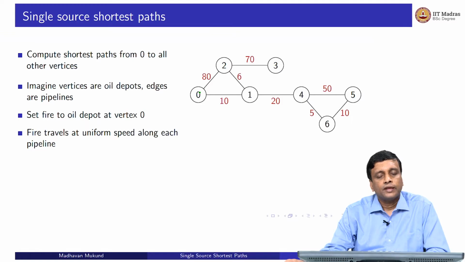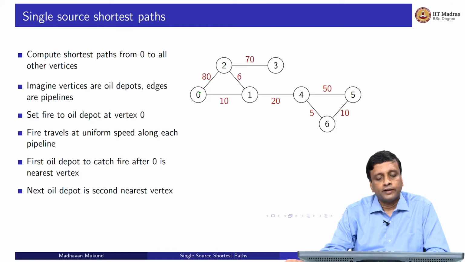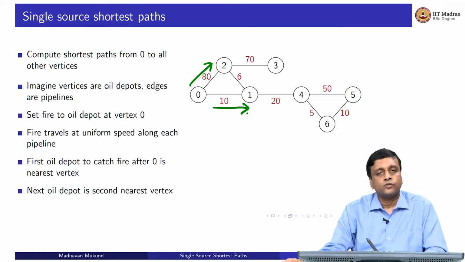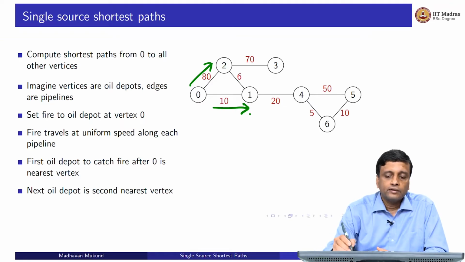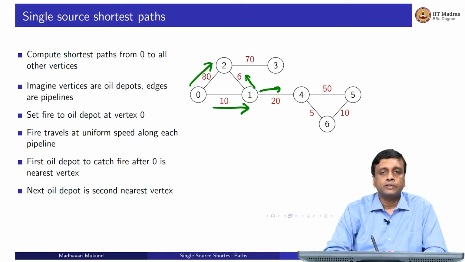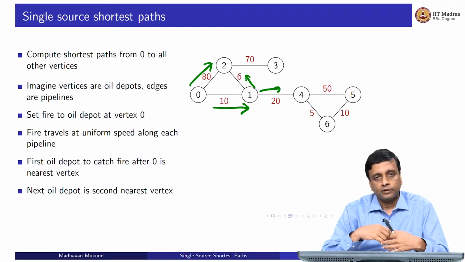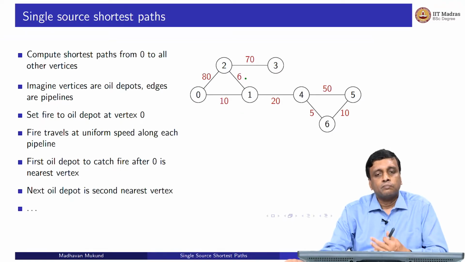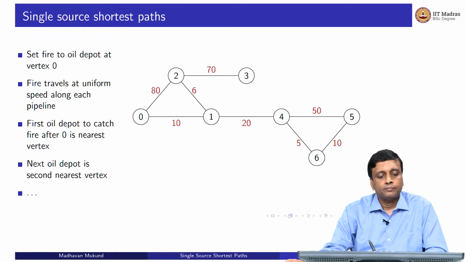So for instance, if the fire travels at a uniform speed, the first oil depot to catch fire after 0 is going to be 1, because if I start a fire from 0 and go in both directions, then after 10 units of time the fire is going to reach vertex 1. Then if the fire continues to flow, the fire will propagate from here in both these directions, and the next vertex to burn will be the one which is second closest to 0, right? So it's not measured in terms of the number of edges, but in terms of the time it takes for the fire to reach. So we can make this systematic in the form of an algorithm, right?